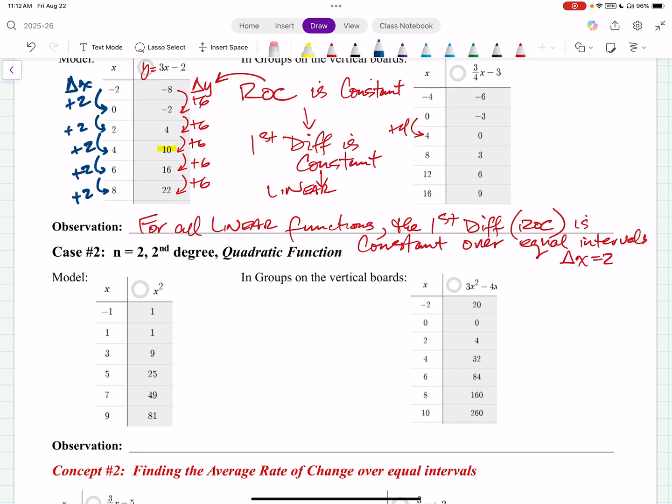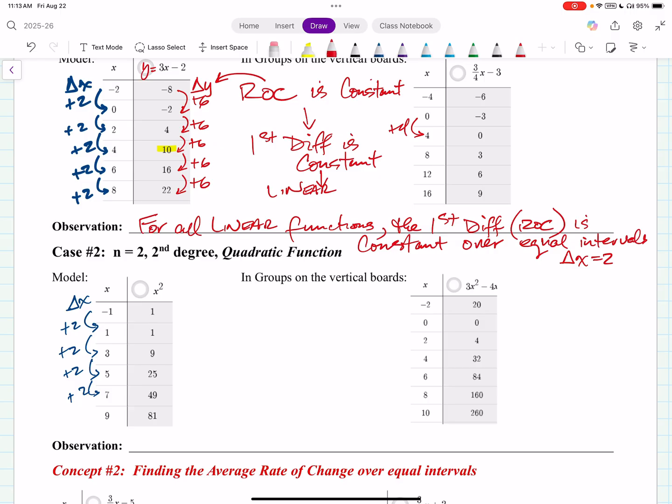So let's find delta x first. The rate of change here from -1 to 1 is +2. Is it constant? Let's find out. 1 plus 2 is 3, 3 plus 2 is 5, 5 plus 2 is 7. Oh, it is. So delta x is constant. Pretty obvious, I think, because the rate of change is 2. But does it result in equal rates of change of y?